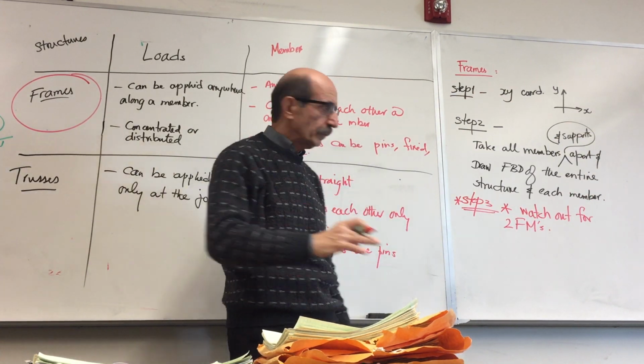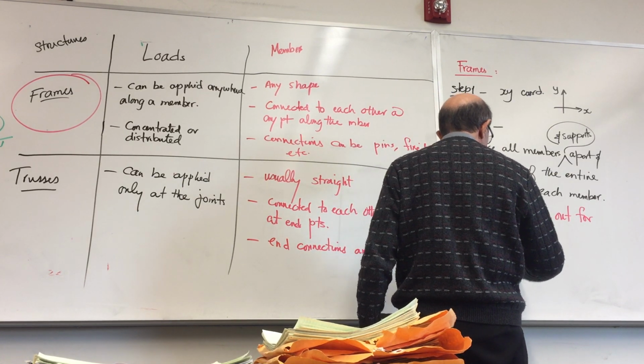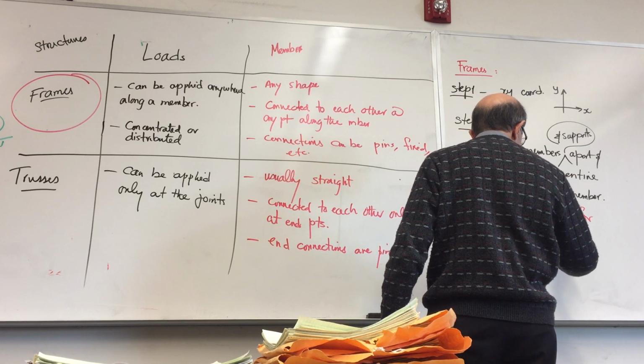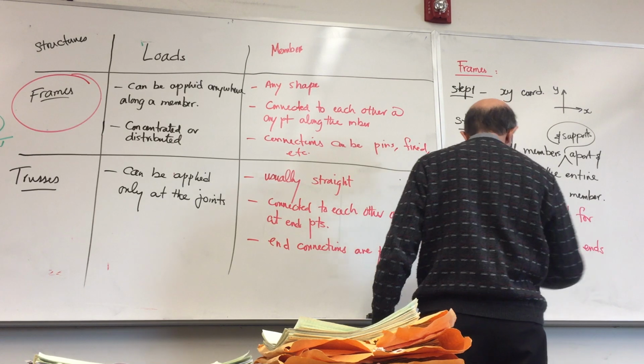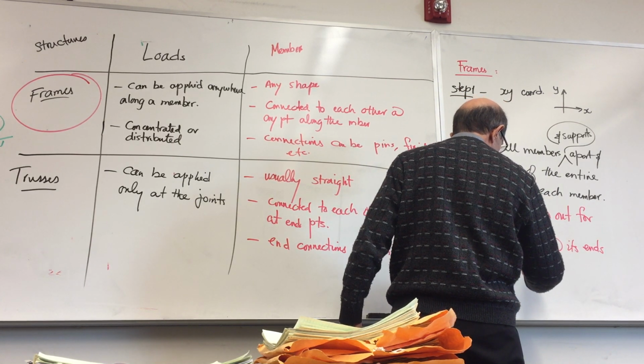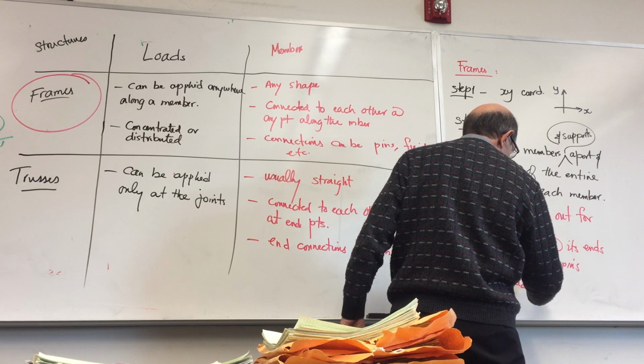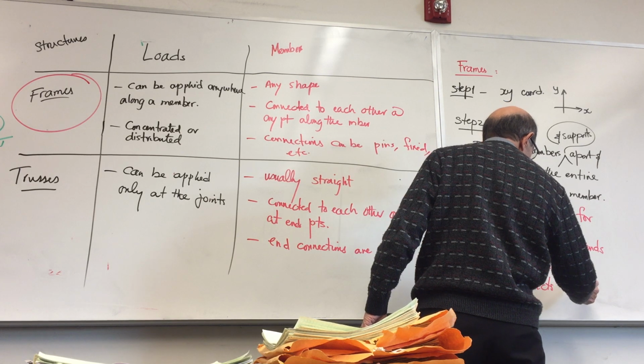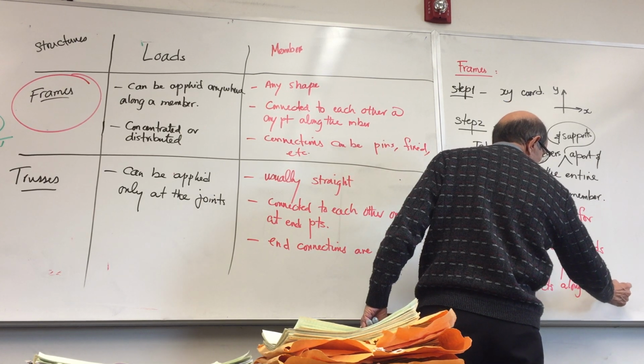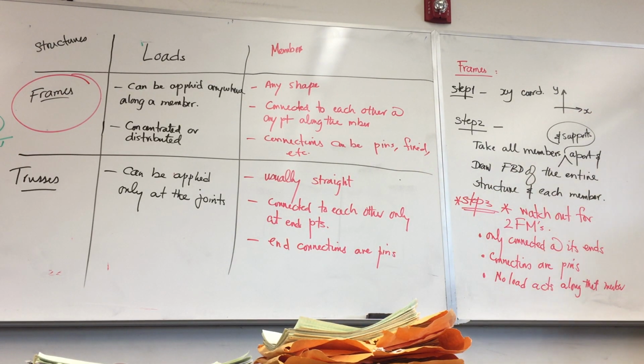And let me remind you again what a 2 force member was. Only connected at its ends. Connections are pins. No load acts along that member. If you have all these 3 properties, that member is a 2 force member. What's about it? If you have a 2 force member, it is subjected to only a single load, single force, and that force acts along a straight line that connects the two ends. This force is equal in magnitude and opposite in direction at the two ends.